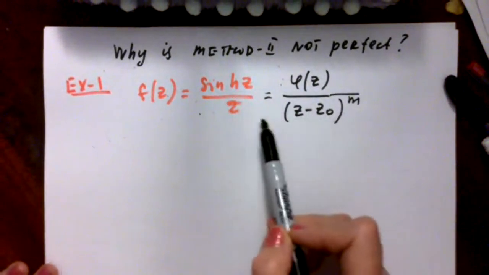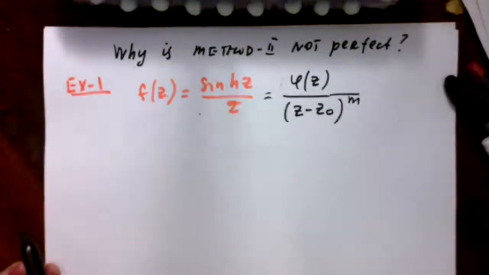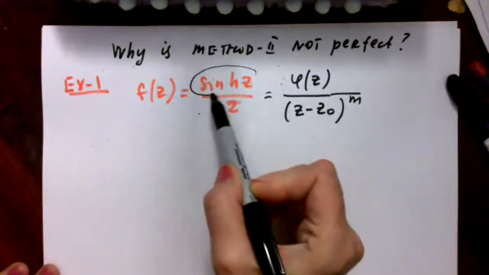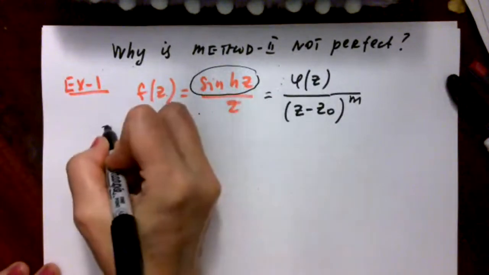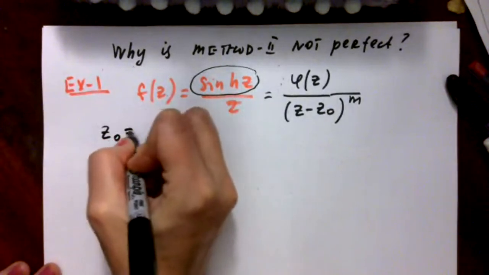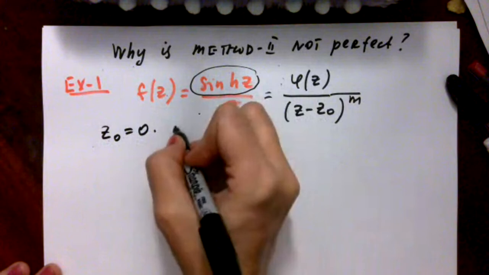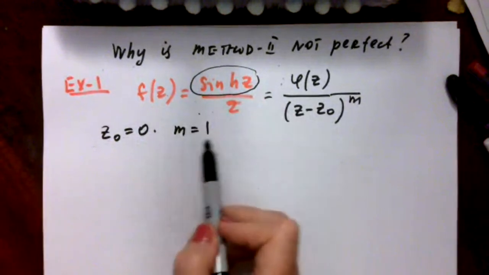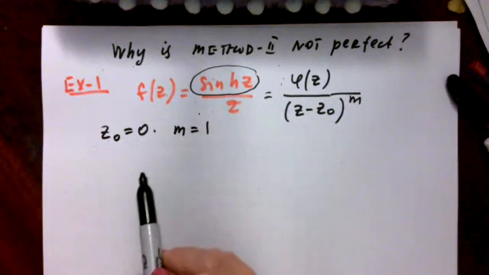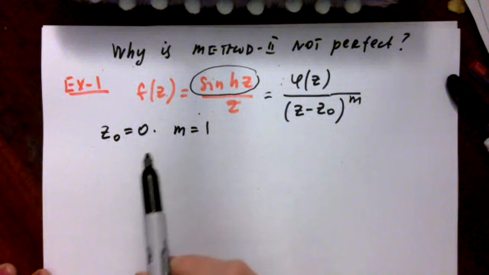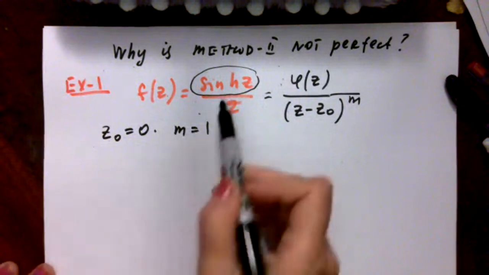Yes, this function does have this structure. But what about phi of z? The role of phi of z goes to sinh. And I didn't say that the singularity point is of course 0. Of course, you immediately spotted this. So z minus 0, and it seems like it's going to be the pole of order 1 probably. But wait a little bit. We haven't checked the second requirement of our favorite theorem.